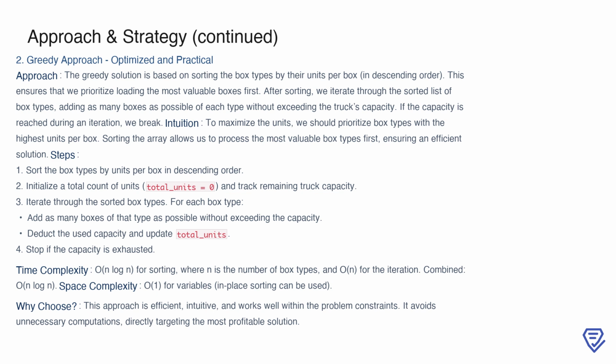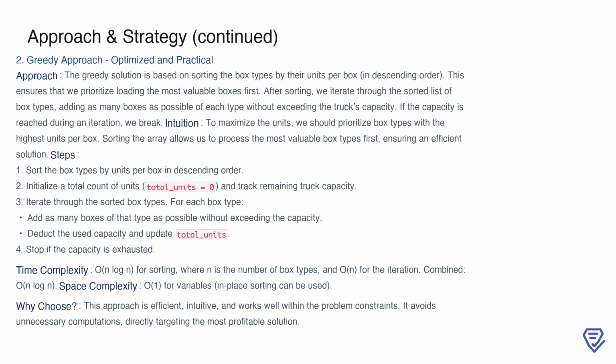The steps include sorting the box types, initializing a counter to track the total units, and iterating through the sorted boxes to add them while deducting from the truck's remaining capacity. The greedy approach works because it aligns with the goal of maximizing units. By always choosing the highest value boxes first, we avoid unnecessary computations.